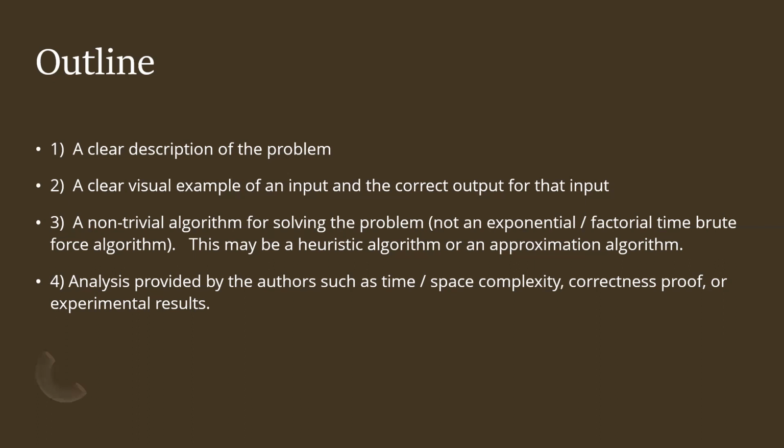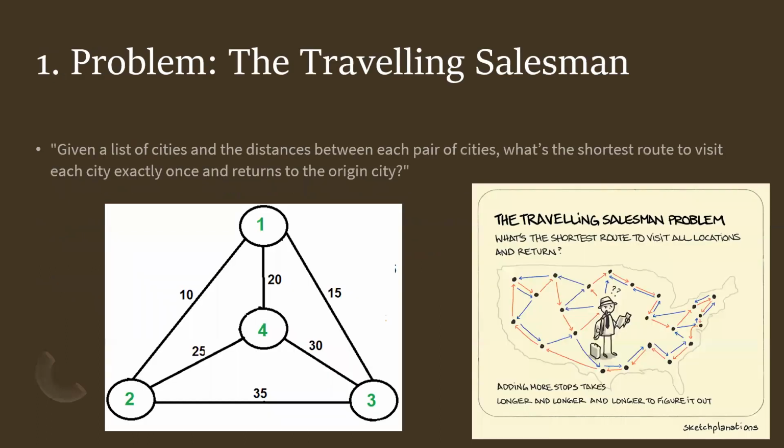So let's get started with the problem itself. The problem is called the Traveling Salesman. And simply put, given a list of cities and the distances between each pair of cities, what is the shortest route to visit each city exactly once and return to the origin city? So from this diagram on the left here, you can see that we have 4 cities, and these are all the possible paths between them.